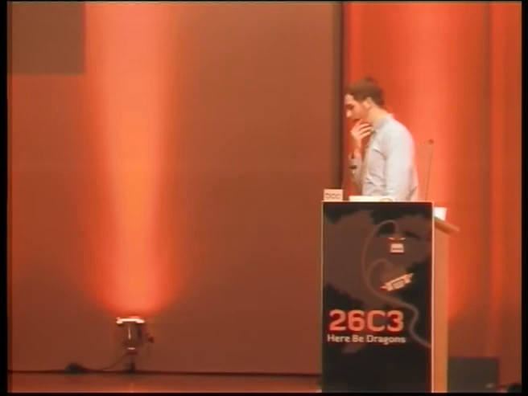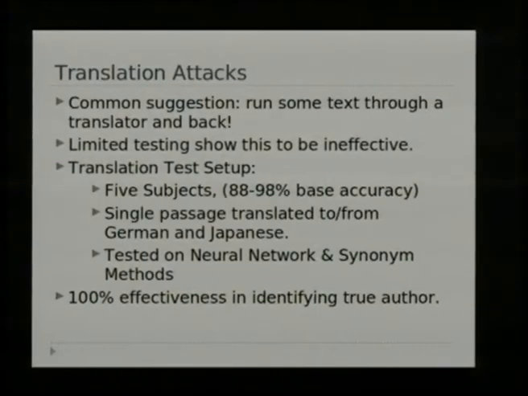A common suggestion that we've received in talking about this research is, well, wouldn't another way to attack stylometry be to just pass a passage through a translator like Google Translator, translate it from one language and back, and that would probably get rid of a lot of the nuances of the language. So we did a little bit of experiment before this talk to see if that was true.